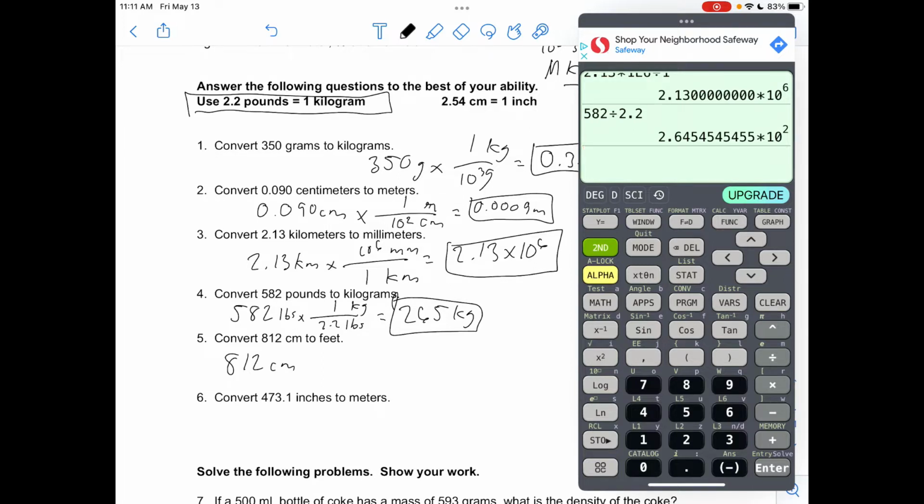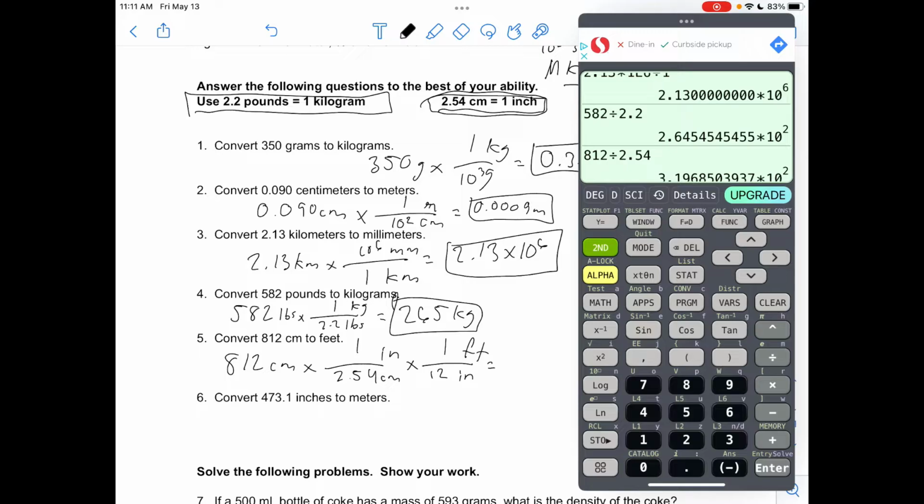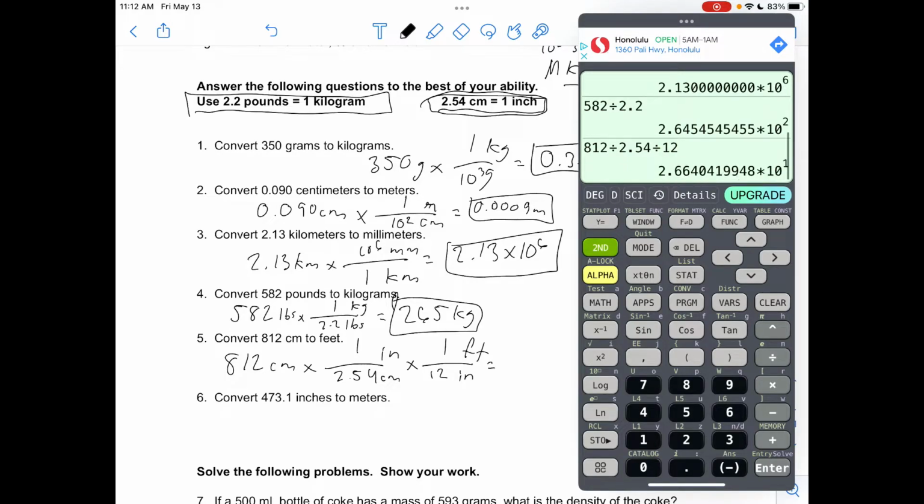Next, 812 centimeters to feet. I'm going to have to use this conversion up here. I can't go directly to feet, I have to go to inches first. In every 1 inch, there's 2.54 centimeters. To save some space, I'm going to set up my second conversion: for every 1 foot, there's 12 inches. So 812 divided by 2.54 divided by 12. That gives me 26.6 feet.